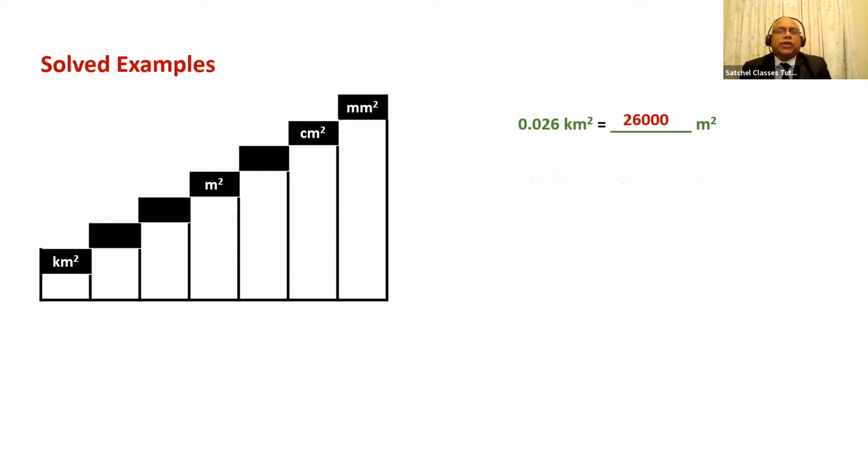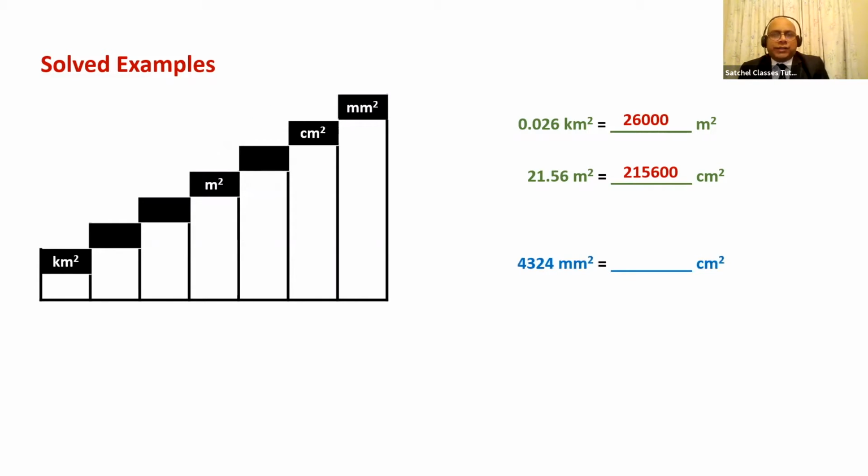What about 21.56 meters squared? How much is that in centimeters squared? As you can see, from meter squared to centimeter squared, it is 2 steps up, which means I need to multiply by 10 squared and then again by 10 squared, right? Which is 10 to the power of 4. So 21.56 times 10 to the power of 4 is 215,600 centimeters squared.